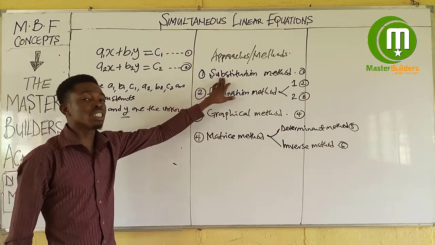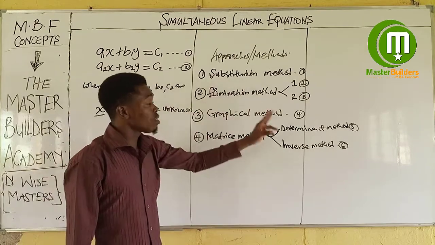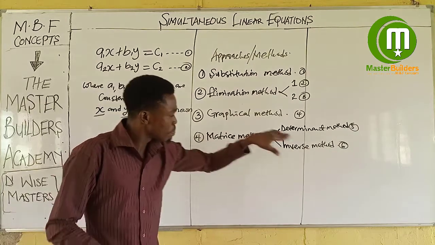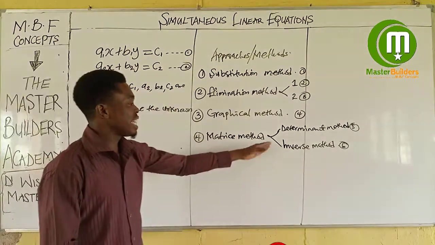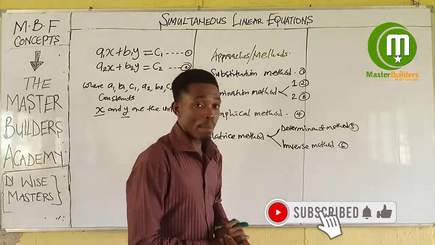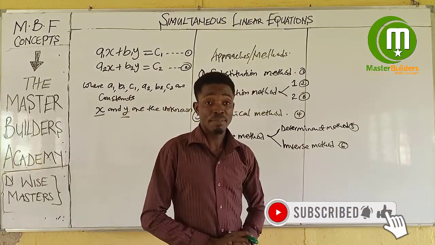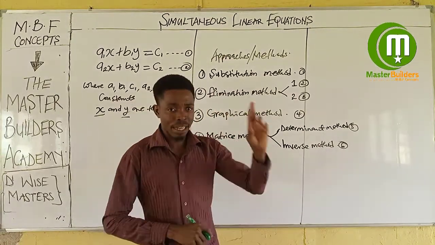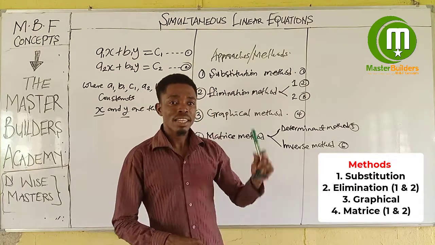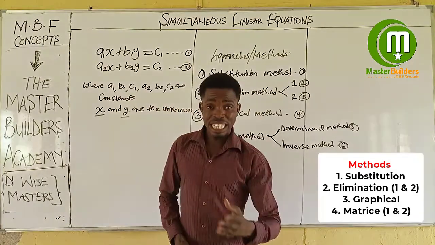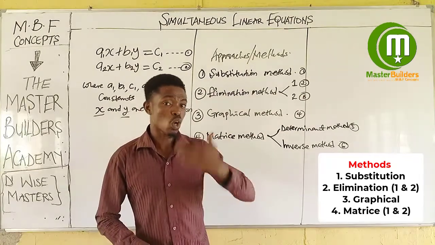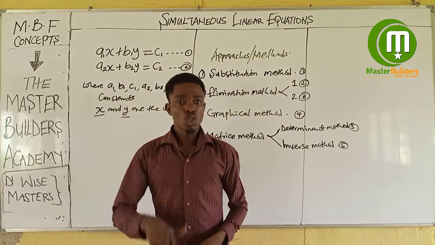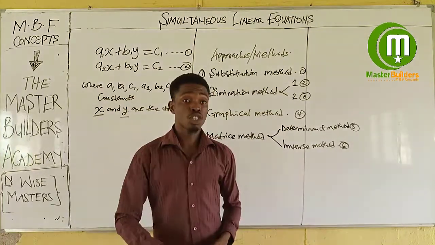So substitution method is one method. Eliminator method has two approaches. Graphical method is one. Then matrix method is two. So one is by determinant method through Cramer's rule. Then the other is inverse method. So we are going to be looking at this one after the other. And we are going to be solving at least 3 questions per each method. So don't forget that any pair of simultaneous equations you are given, there are basic methods that are required to be able to solve such pair of simultaneous equations effectively.